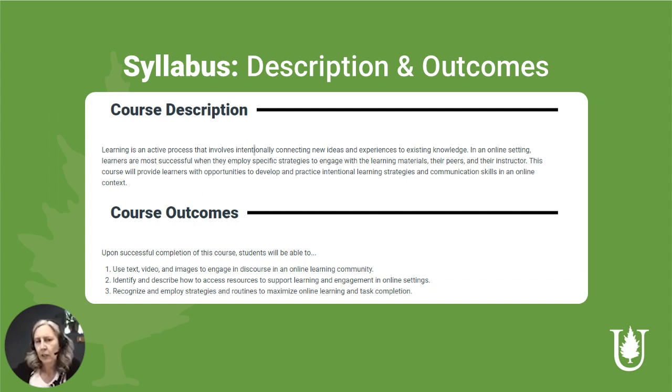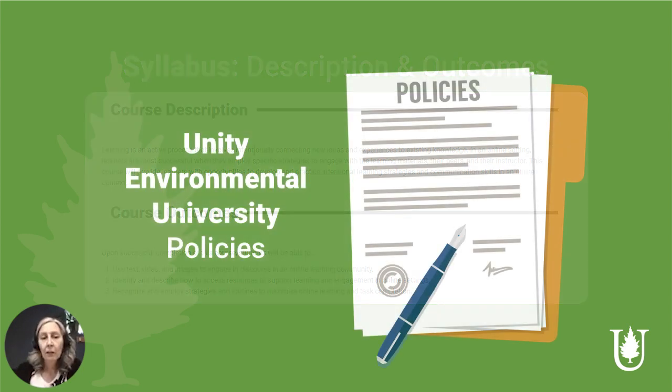Next, we see the description and outcomes for the course. Often as we're chugging along doing our coursework, we lose track of the big picture. These can remind you of what you're learning in this course and why. The following few policies I'll highlight are things we all need to know at some point. At Unity, these policies are consistent across the majority of our courses to help avoid confusion.